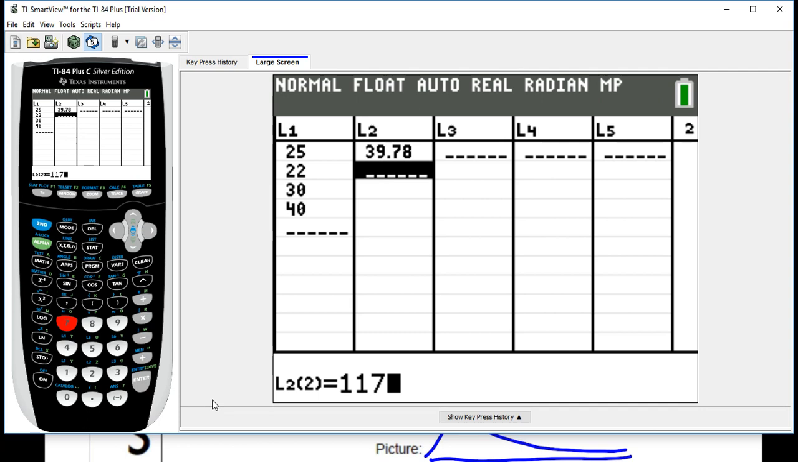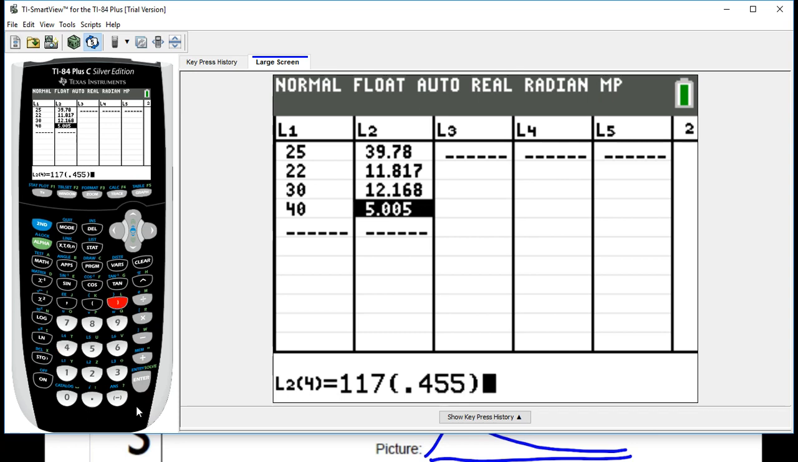And then I could type 117 times 0.101. I can do 117 times 0.104 and 117 times 0.455. So it's all, oops, that wasn't 117. 117 times 0.455. Okay, so there they all are.